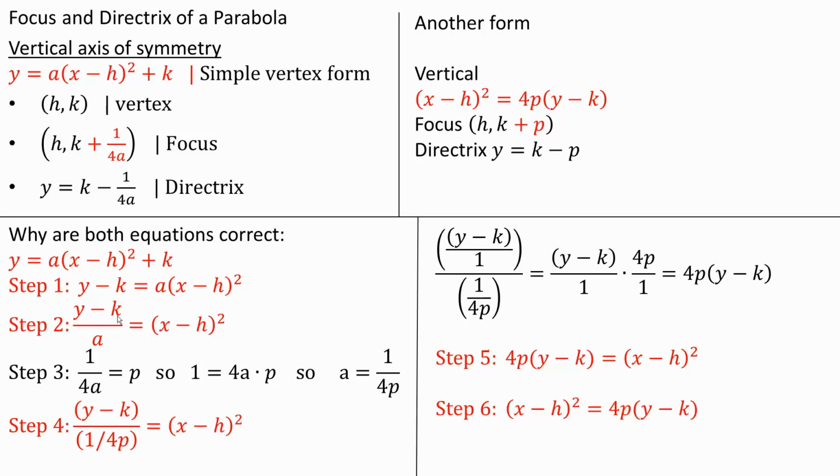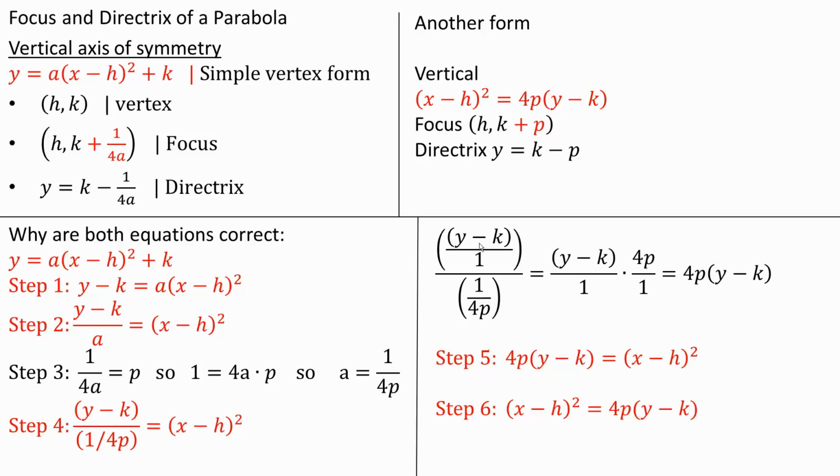Divide by a, divide by a. So (y minus k) divided by a is equal to (x minus h) squared. And I'm saying that 1 divided by 4a is equal to p. So 1 is equal to 4a times p, and then a is equal to 1 divided by 4p. So I'm going to swap a with 1 divided by 4p, and I would get this.